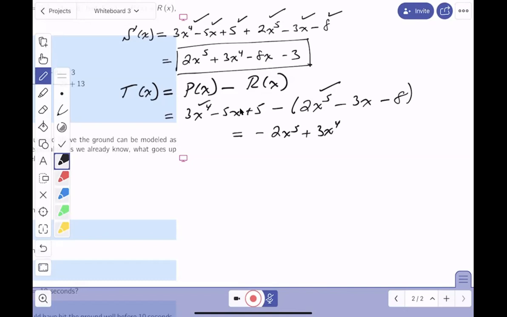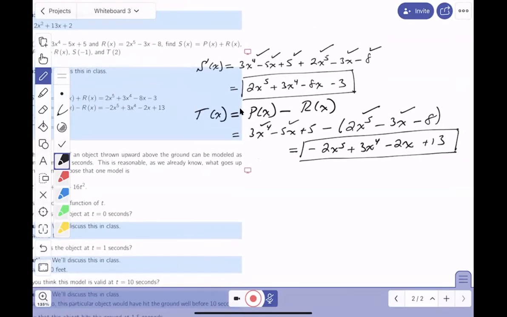I see that. And then I see minus 5x minus a minus 3x is minus 5x plus 3x, which is minus 2x. Then I see 5 minus a minus 8, which is 5 plus 8, which is going to be 13. Again, we'll look at the key later. All right. Now, what do they want me to do?